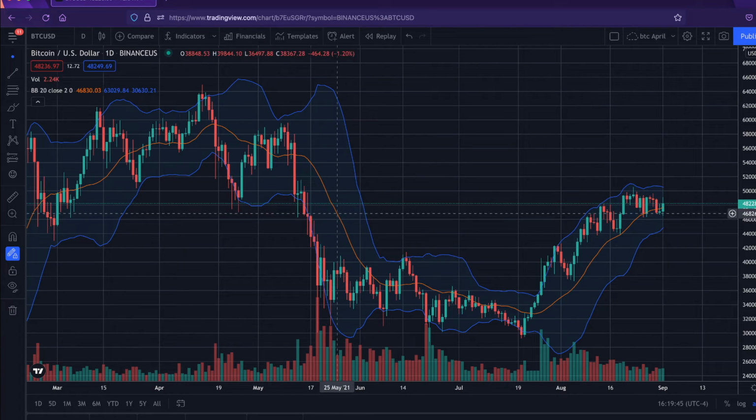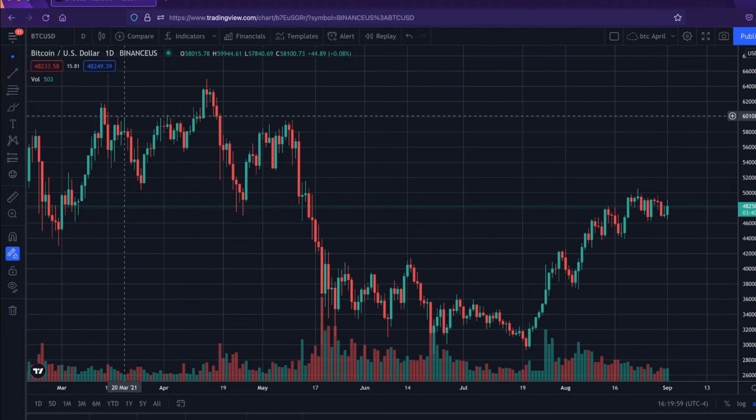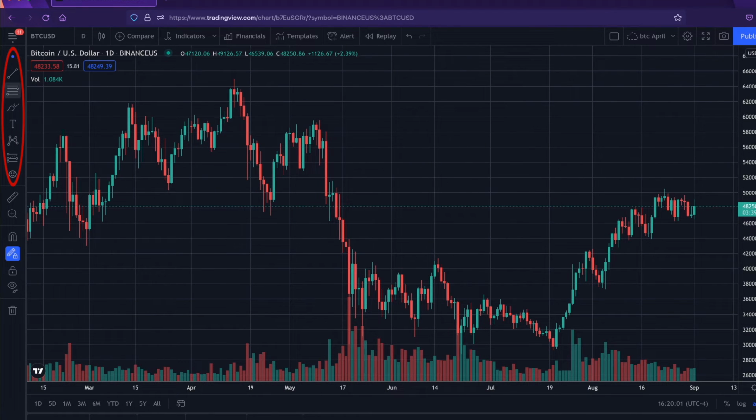So those are 2 to 3 ways you can use the Bollinger Band and actually have success in trying to predict where the market's going to go. So right now we're going to take this Bollinger Band off, and we're actually going to use these drawing tools over here on the side.